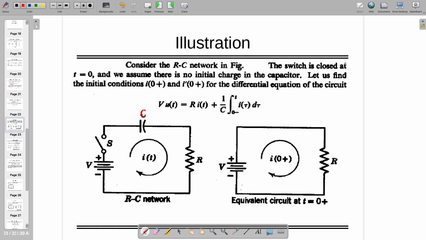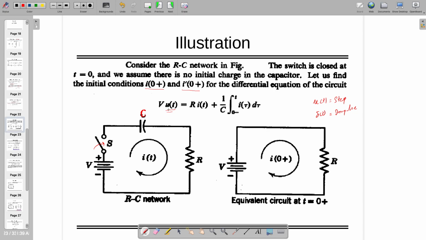The switch is closed at t equal to 0, and we assume there is no initial charge in the capacitor. Let us find the initial conditions I of 0 plus, I of 0 minus for the differential equations for the circuit, which is V u of t. Now, do you understand what is u of t? What is that u of t? It's step. What is impulse? Delta of t, right?